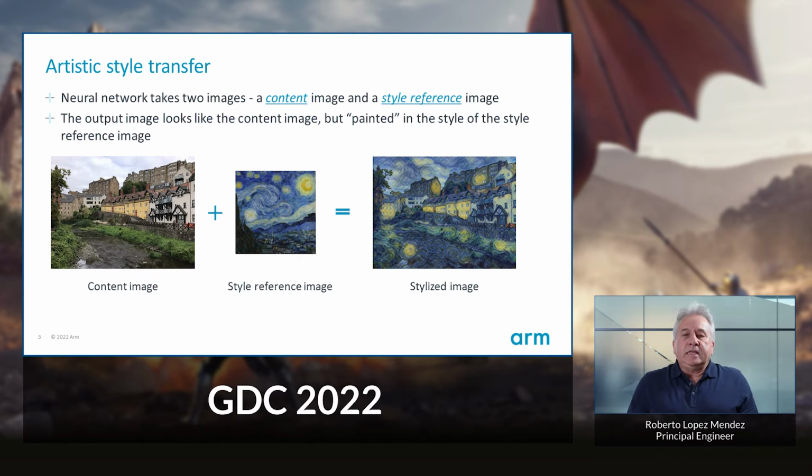Style transfer is a technique in which a neural network takes two images, a content image and a style reference image. Then it copies the texture, colors, and other features of the style image and applies them to the content image. The output image looks like the content image but painted in a certain style.